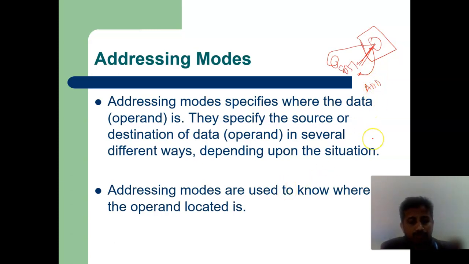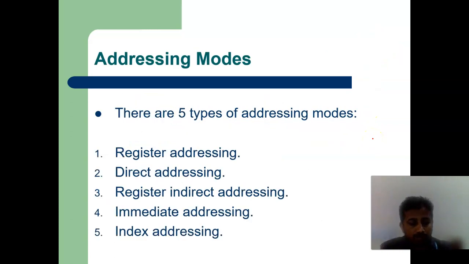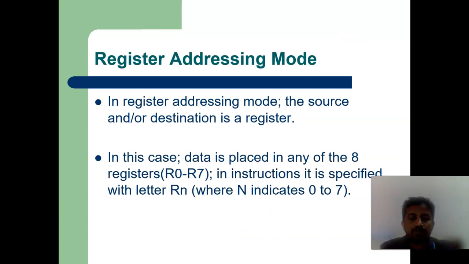Usually, in the 8051 microcontroller, we have 5 types of addressing modes. We can categorize the addressing modes into 5 different types. The first one is register addressing mode. The others are direct, register indirect, immediate, and index. One after the other, using suitable examples, we will discuss all these addressing modes.